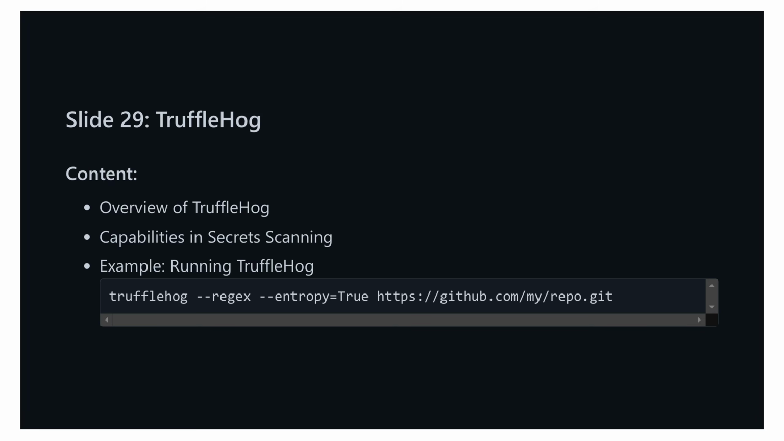TruffleHog is a powerful tool for scanning repositories to find high-entropy strings, often indicative of secrets like passwords, API keys, or tokens. It's essential for identifying sensitive information that might have been inadvertently committed to your repository. For example, you can run TruffleHog with the following command: trufflehog -f --regex --entropy=true github.com/repo.git. This command will scan the specified repository for any potential secrets using regular expressions and entropy analysis. In the next slide, we'll be examining BloodHound, discussing its capabilities in enumerating Active Directory environments and providing an example of how to run it.